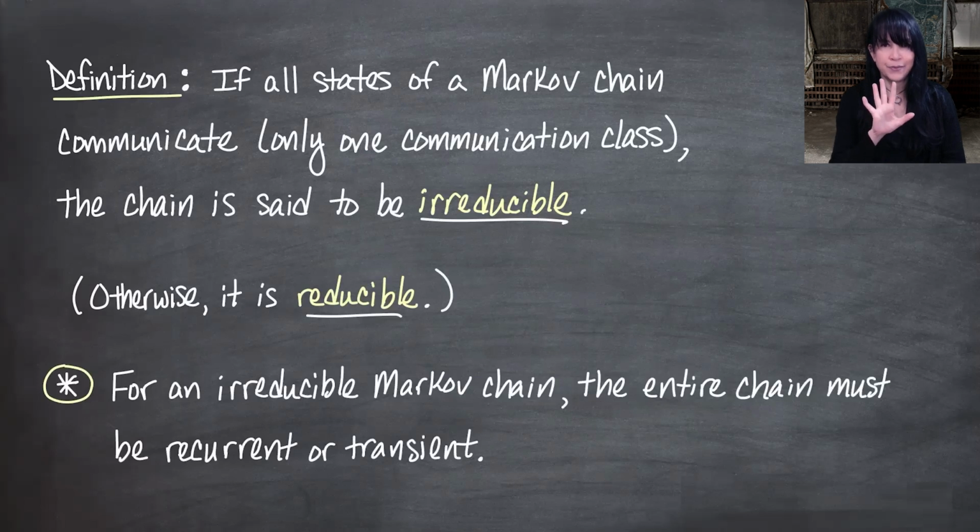And so if you bear with me into the next video, I will eventually prove that recurrence and transience are class properties. But right now we have a definition of a chain being irreducible where all states communicate. And then we can say that all states are transient or all are recurrent. So we could call the entire chain itself transient or recurrent.